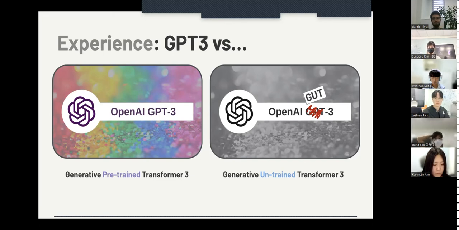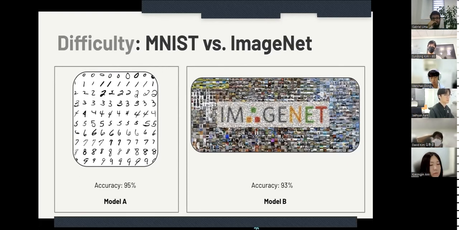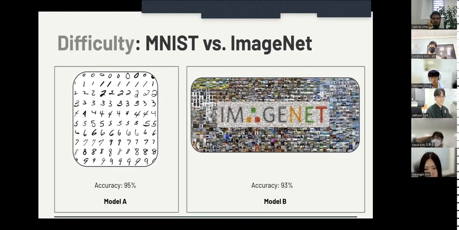Finally, difficulty. This one's pretty self-explanatory. If you have two models, one you test on the MNIST dataset and one you test on the ImageNet dataset, and it turns out that one model performs 95% accuracy on MNIST and the other only 93% on ImageNet, you can't say that the first model performs better than the second model because MNIST is a significantly easier task than ImageNet. So in this case, you should control the difficulty between tasks in order to measure intelligence properly.